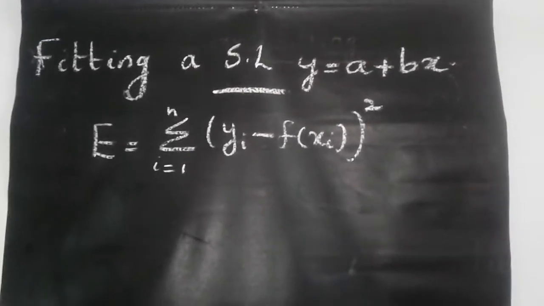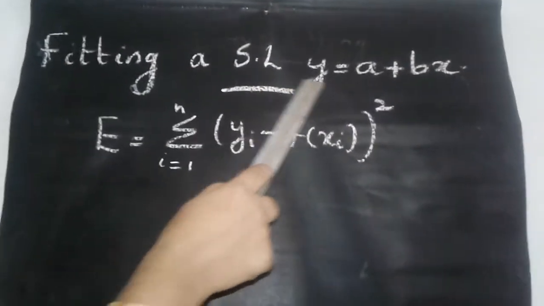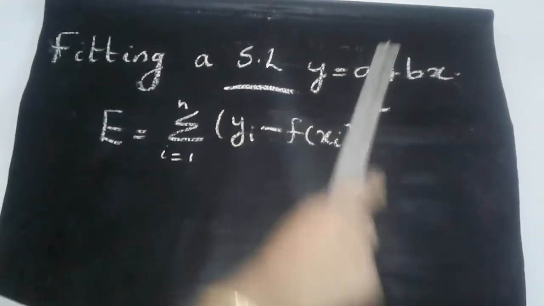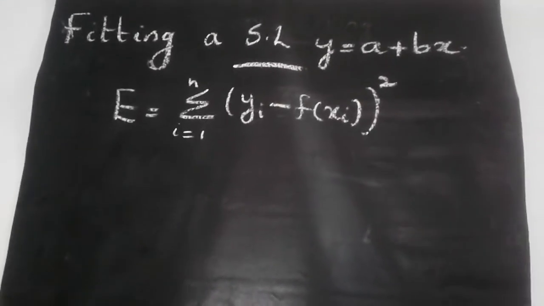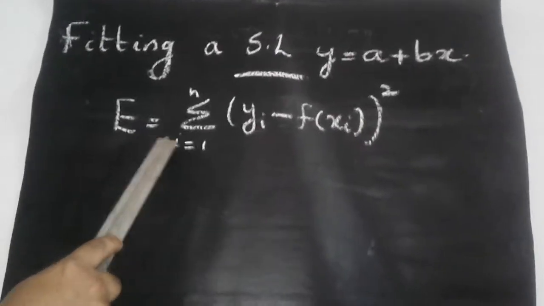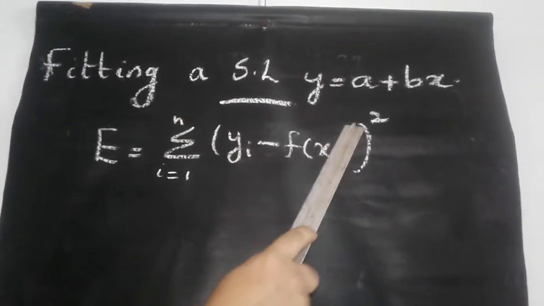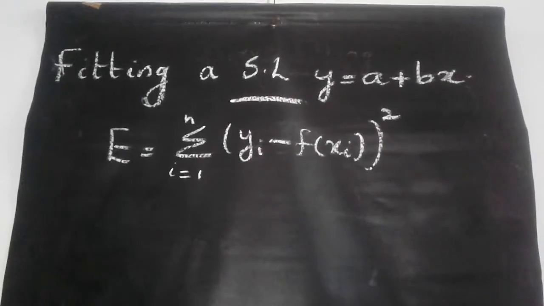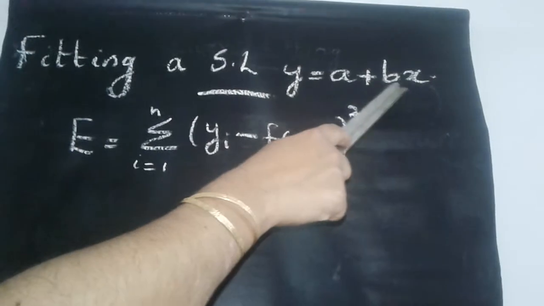Hi, the topic is how we can fit a straight line of the form y equal to a plus bx using the principle of least squares. The principle of least squares says that E equal to sigma i equal to 1 to n, yi minus f of xi, the whole square, should be minimum. In this case, f of x is a plus bx.